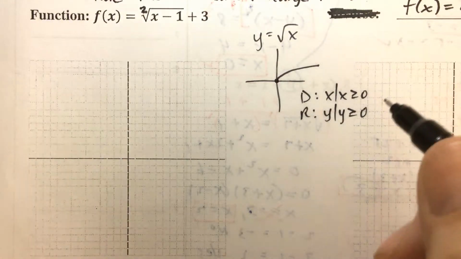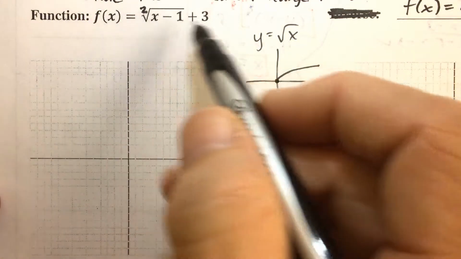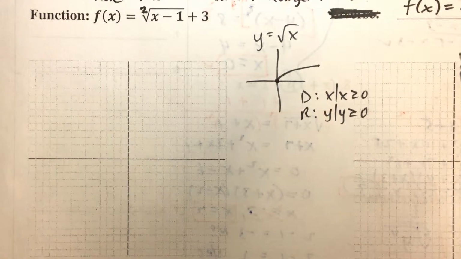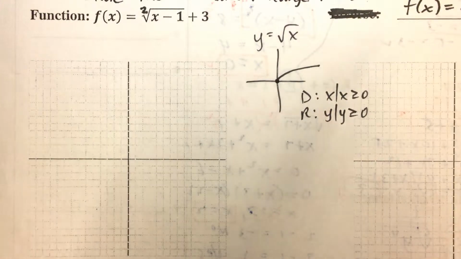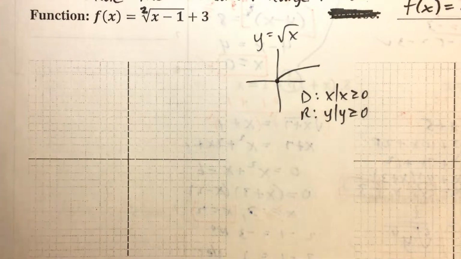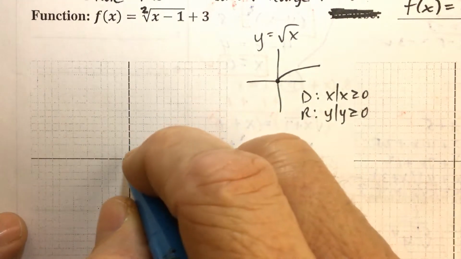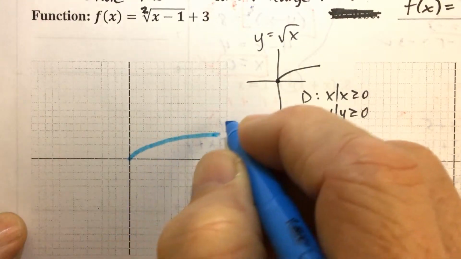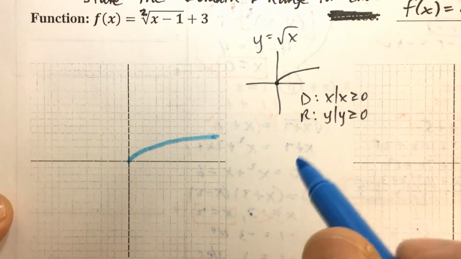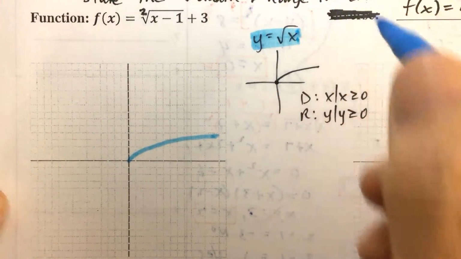So any transformations of this function, we're going to see that we use those same transformations that we've been using all year long. So let's go ahead and put the original function here. So this is the original function, y equals radical x, and I'll put that in blue.